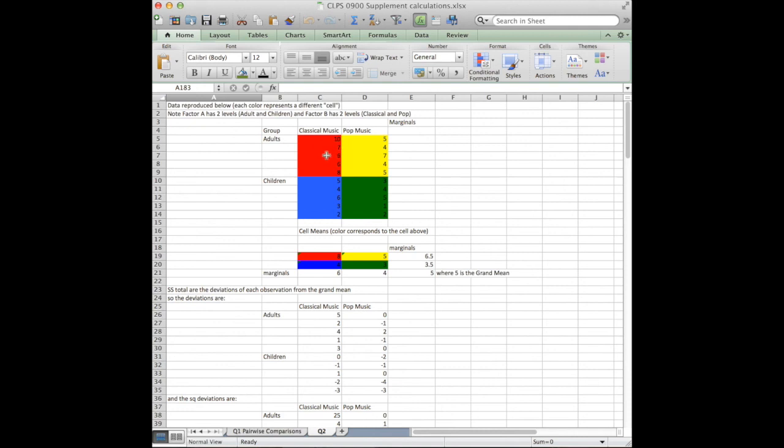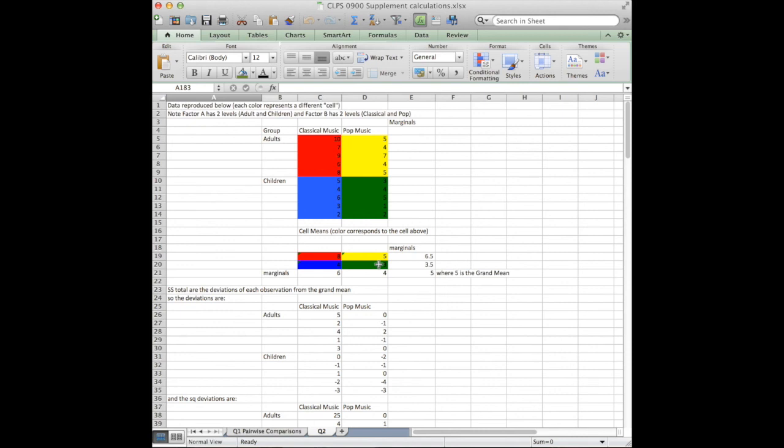So for the red cell, when I average all of these numbers, I would get 8, and then average all of the things in the blue cell, and I'll get 4. Then average all the things in the yellow cell to get 5, and then average all of the things in the green cell to get 3.